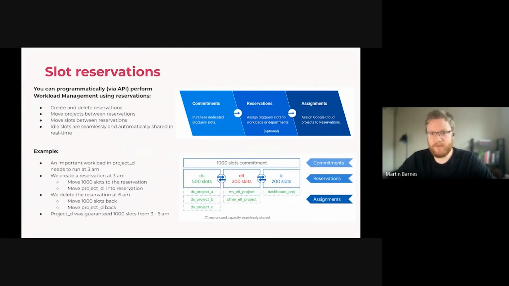So in the example in the bottom right, we can see that this business has purchased 1,000 slots. That's kind of what they need for their BigQuery usage, and they've split it and said data science need half of those resources. Our ETL processes need 300 of those slots, and our BI dashboards need 200. And what this enables this business to do is have confidence that their ETL processes won't be affected by the other processes that are running within their BigQuery project, and really provides them with confidence that they'll have consistent performance throughout their usage of BigQuery.